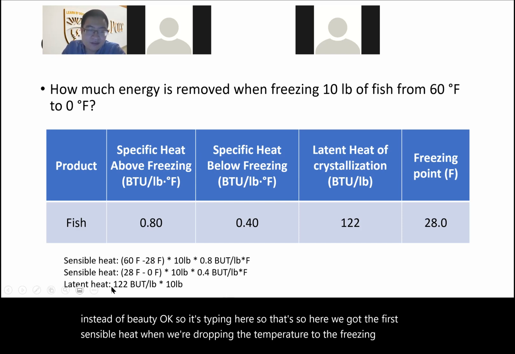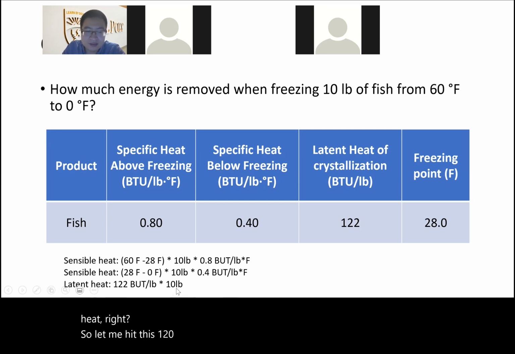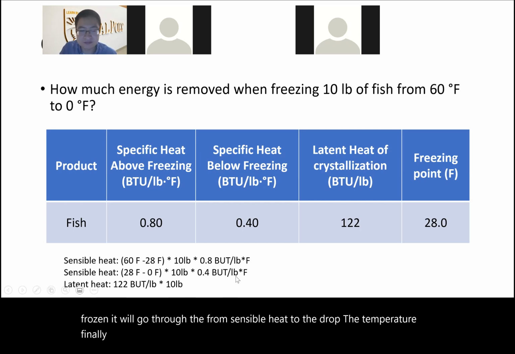And then we go through a freezing stage, in which we use the latent heat, right? So latent heat is 122 BTU times 10 pounds. And finally, after everything's frozen, it goes through sensible heat again to drop the temperature to reach 0 degrees F, right?